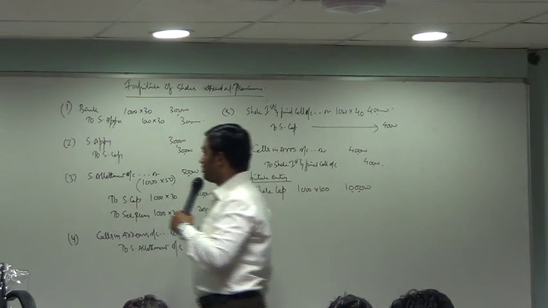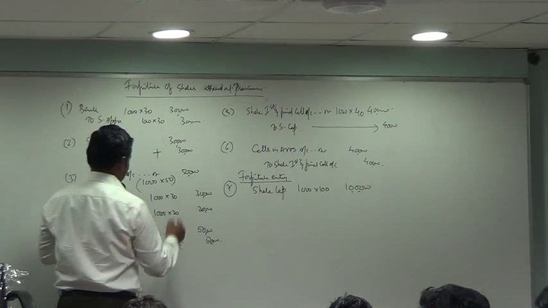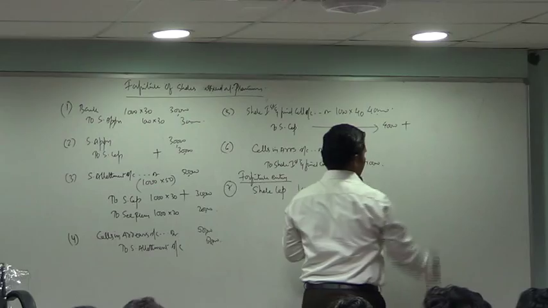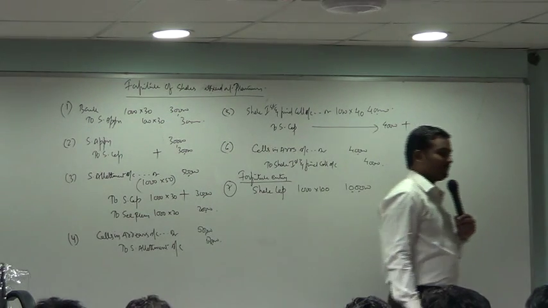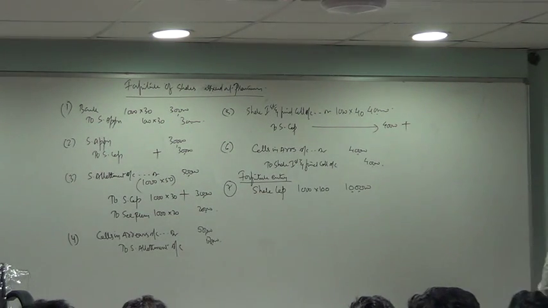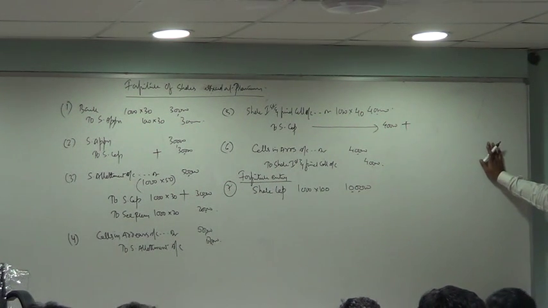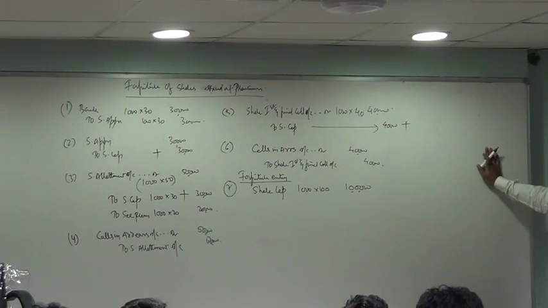No sir, I am not able to understand. Plus. How much do you get? Check. How much do you get? 30,000, 30,000 and 40,000. 1 lakh rupees. Okay.